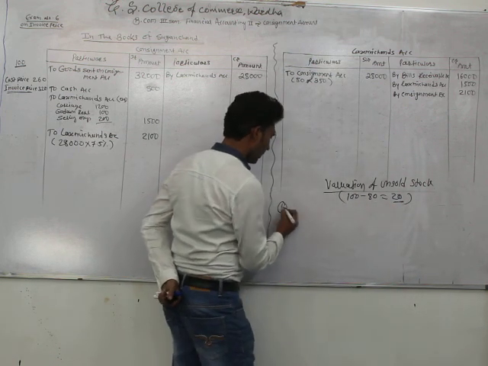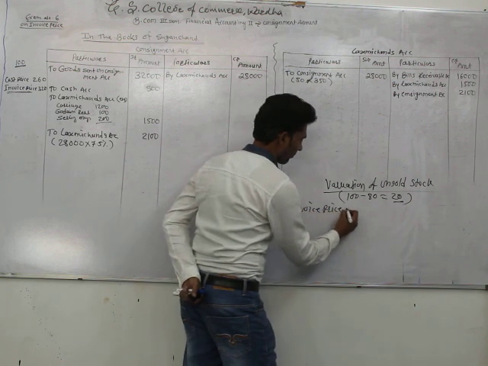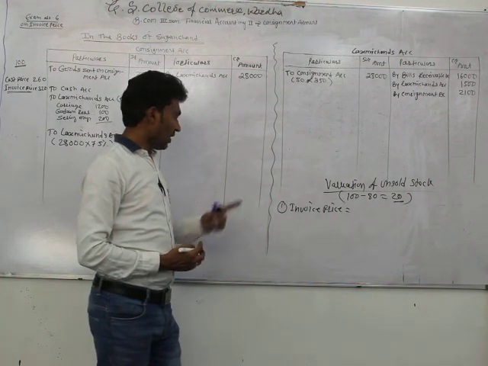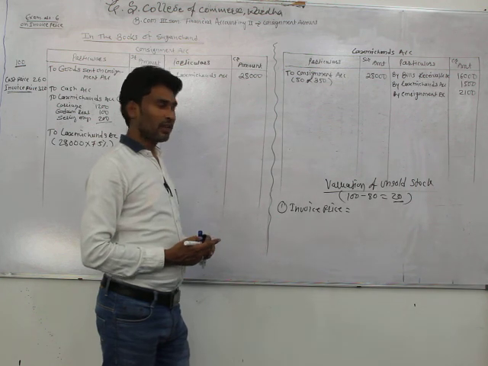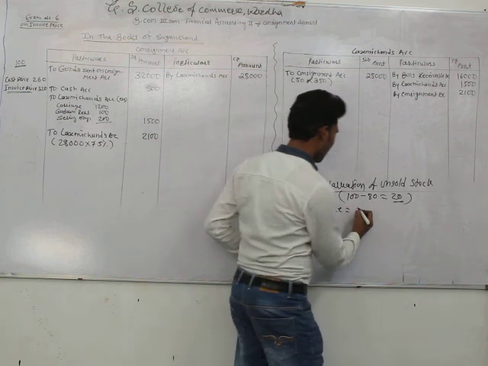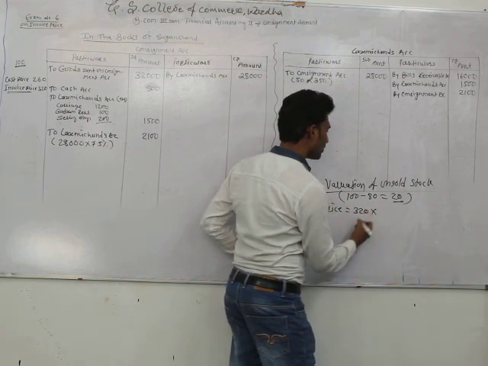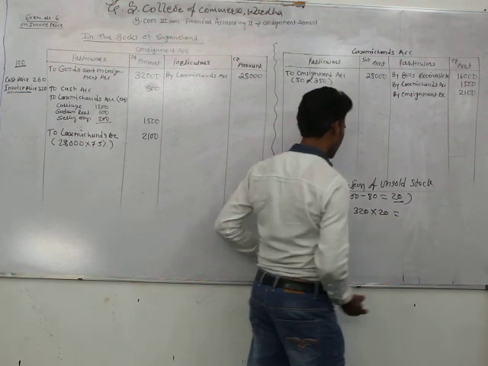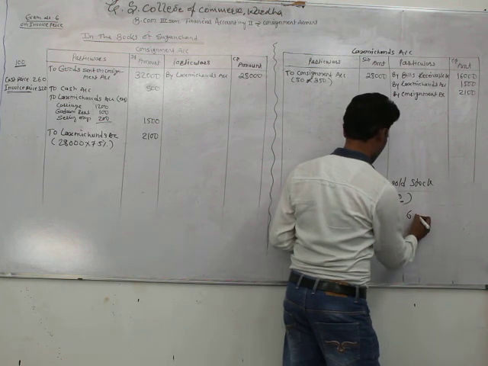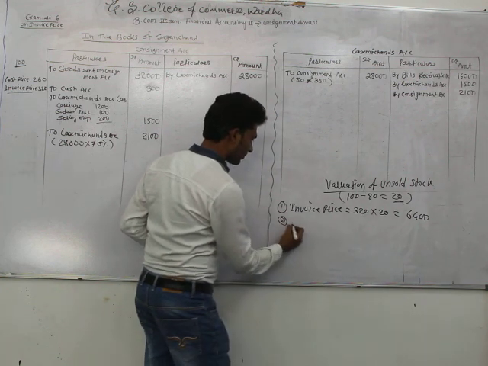So first take the invoice price. When the consignor sends the goods at invoice price, at that time all the calculations related to goods are made by the invoice price. So 320 is the invoice price of each. So there are 20 bed sheets. It means 6,400. Okay.